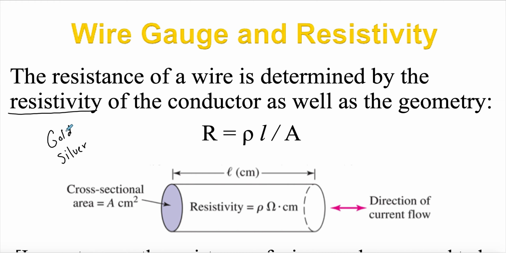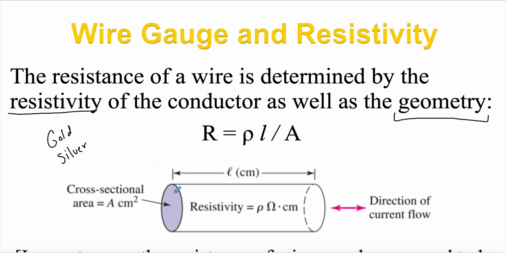Gold is probably one of the best conductors. If you see more expensive electronics, it's going to have gold parts to it. And what we mean by geometry is the cross-sectional area, so how thick or how thin the wire is. If you have a really thin wire, it's going to be a lot more resistive than a larger wire.